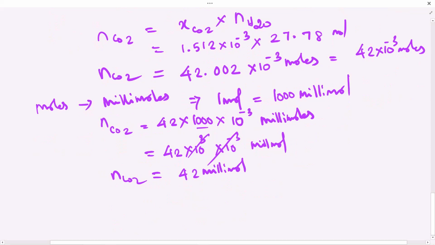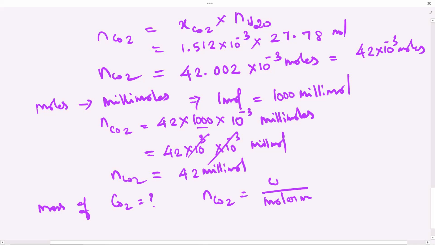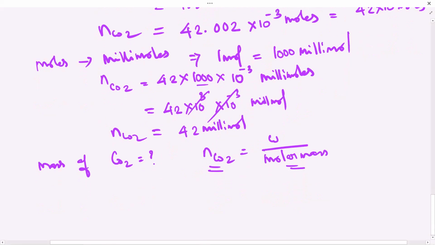Right. Now what do we have to find out? The mass of CO2. Mass of CO2, that is the question here. We have to find out the mass of CO2. Right? What is the formula for number of moles of CO2? The number of moles of CO2 is equal to mass by molar mass. Molar mass of CO2. Right? We know the number of moles of CO2 and we know the molar mass.